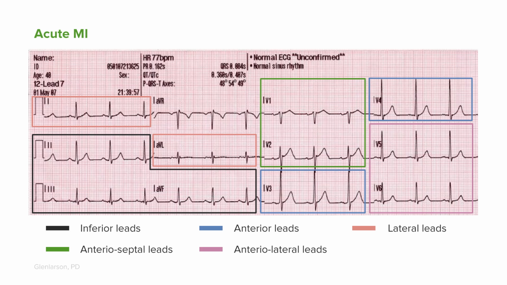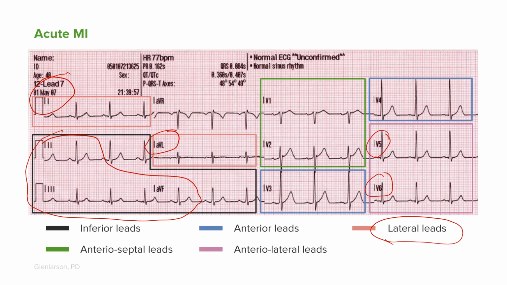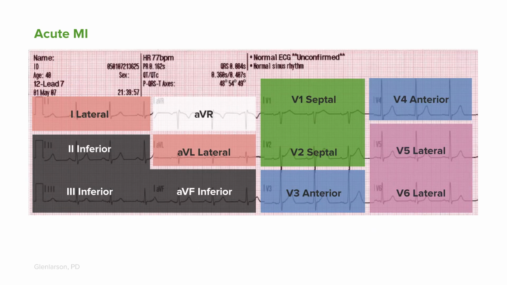So this is the lead localization that we have discussed previously also. Lead 1 and AVL along with V5 and V6 are localized to the lateral wall of the heart. Leads 2, 3 and AVF, all three, localize to the inferior wall. V1, V2 anterior, V3, V4 septal.